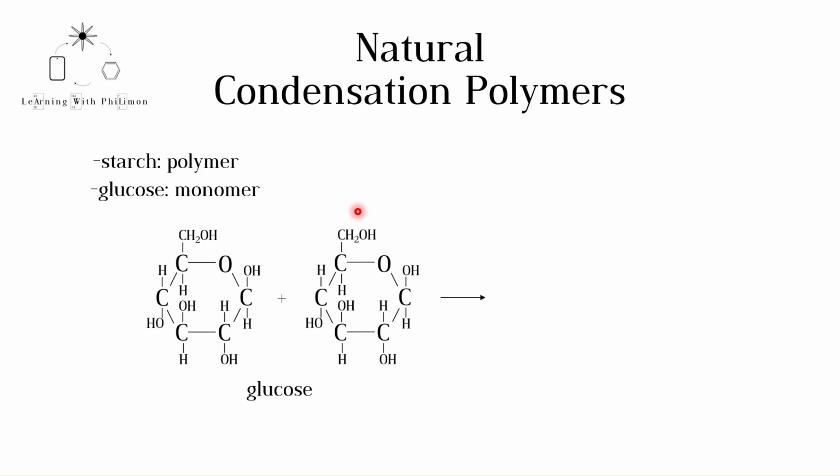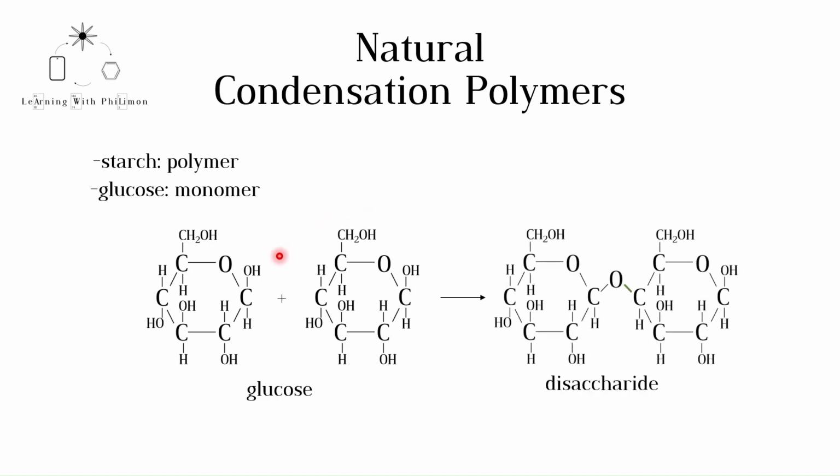When two glucose molecules react, a bond forms between the oxygen of one hydroxyl OH group and a carbon from the other glucose molecule, as represented by the green bond. Like in previous condensation reactions, an H and an OH group are lost to form water. When two glucose molecules bond, they form a disaccharide. When more than 1,000 glucose molecules bond in this way, we form starch.